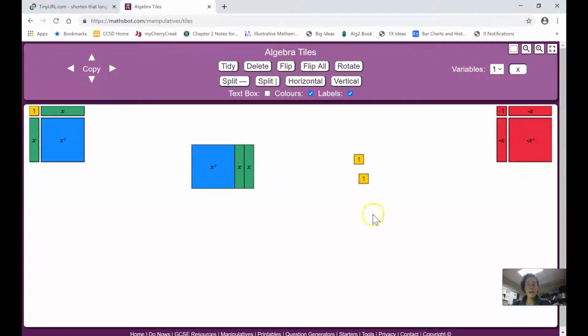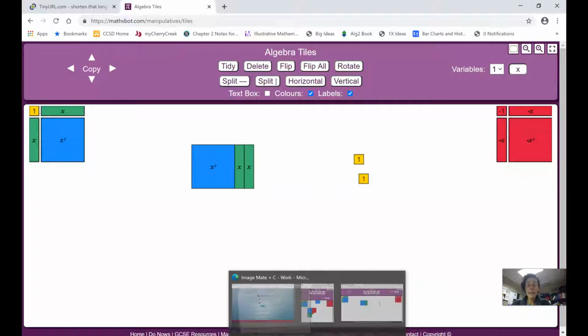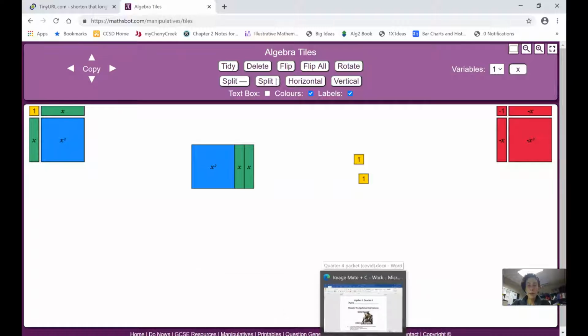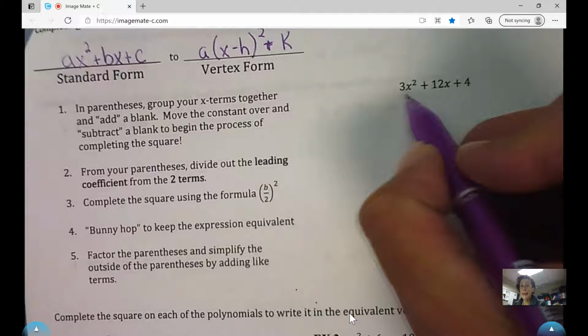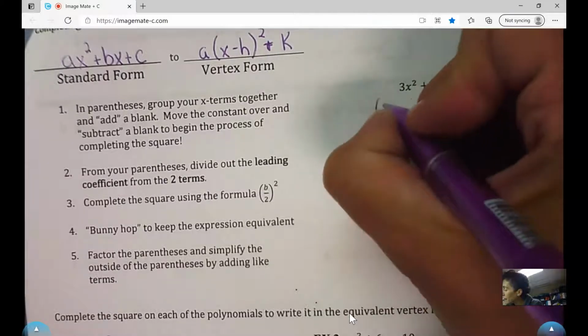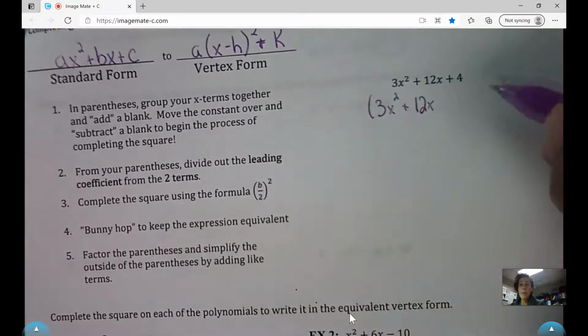Look, I found this great interactive website and used it after I made the video. But anyway, going back to this, I've got to get back to the correct screen that I want to be on. What I'm going to do is the same thing. I'm going to put these x's together, and I'm going to separate them from the non-x.